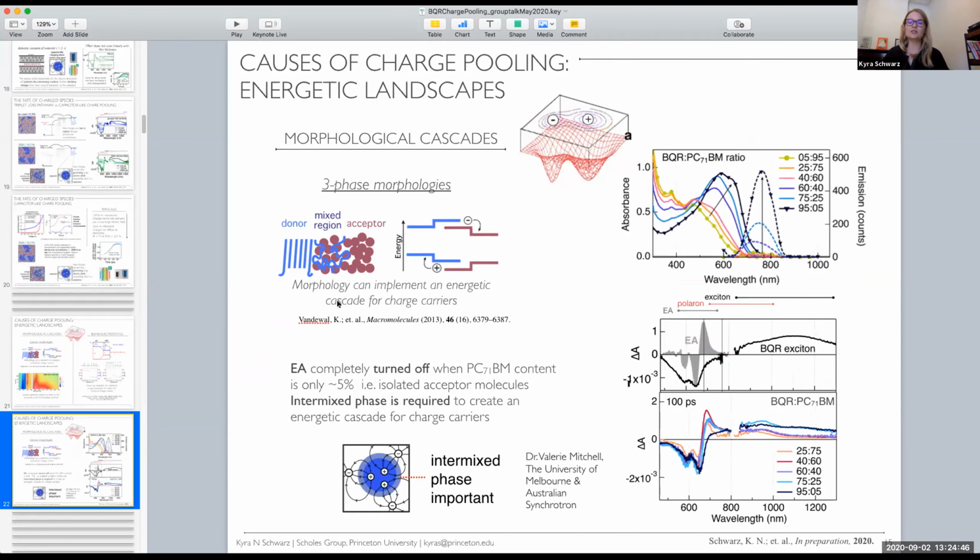To follow up on some of these ideas, we did a few different test experiments. We looked at three-phase morphologies by just changing the donor-acceptor ratio from 5 to 95% all the way through. Just briefly, what happened is that it was really hard to get rid of this electroabsorption signal. It was there pretty much all the time. But when we went to 95% of either donor or acceptor, we saw it completely disappear. So we could really turn it on and off with morphology. We did see a bunch of excitons and charges still around, so we're still making polarons. But that really told us that this intermixed phase is important. If you have isolated molecules in a sea of your other component, then you're not going to see this effect.